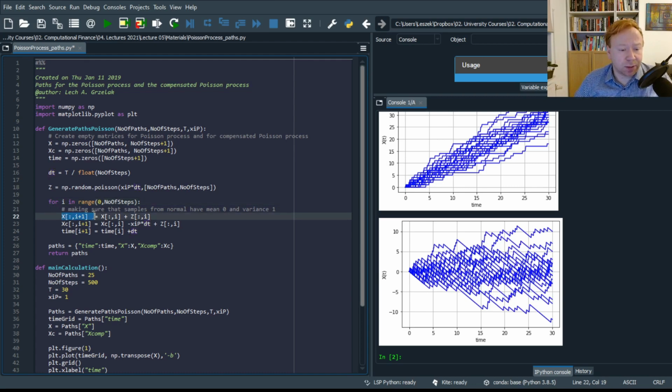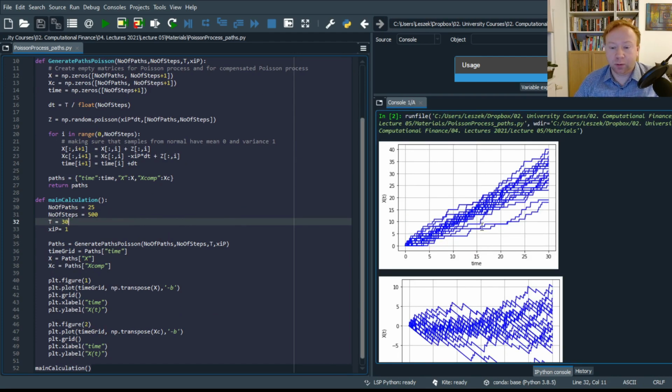So here we see the process xi-p, this xp from an initial point. Of course, initially we knew that the value of a count process is 0, and then we add an increment. We add the random variable which comes from a Poisson distribution, and in the case of a compensated process, we take again the previous time step. This is like a discretization, and we have again the random numbers which come from a Poisson distribution, and we compensate it by subtracting xi-p times dt.